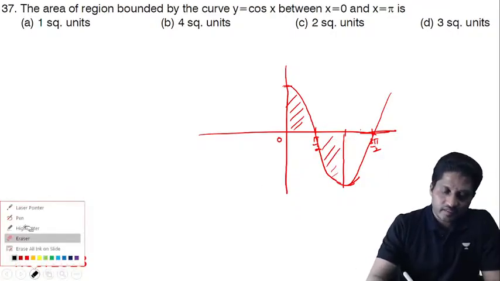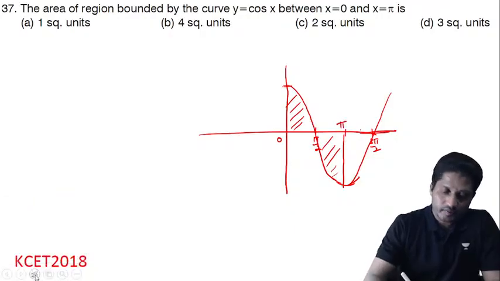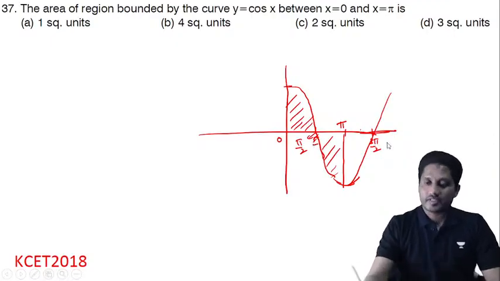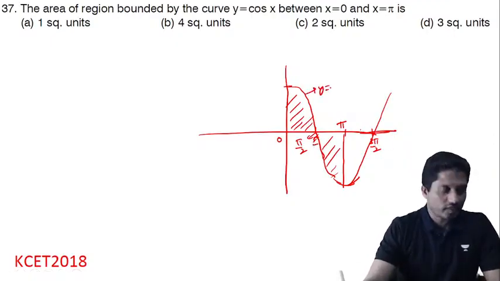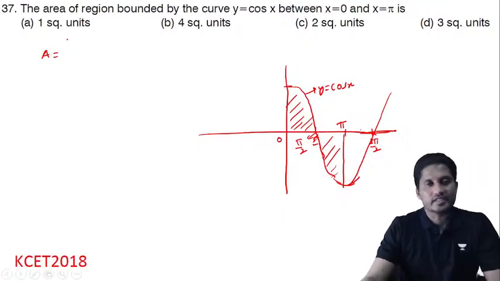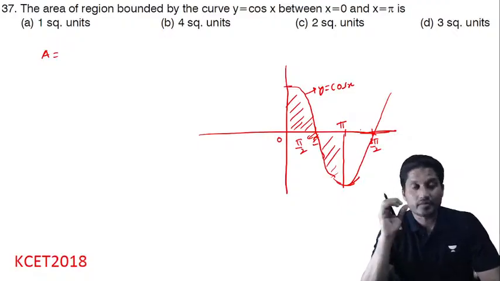Right, it is symmetric, right? 0 to pi, halfway is pi by 2. So I'll find out only between 0 and pi by 2, multiply by 2, and I get the complete area. Some questions will be lengthy, guys. In KCET nowadays, even if you take the KCET 2022 paper, there are 7 to 8 questions which are very lengthy.